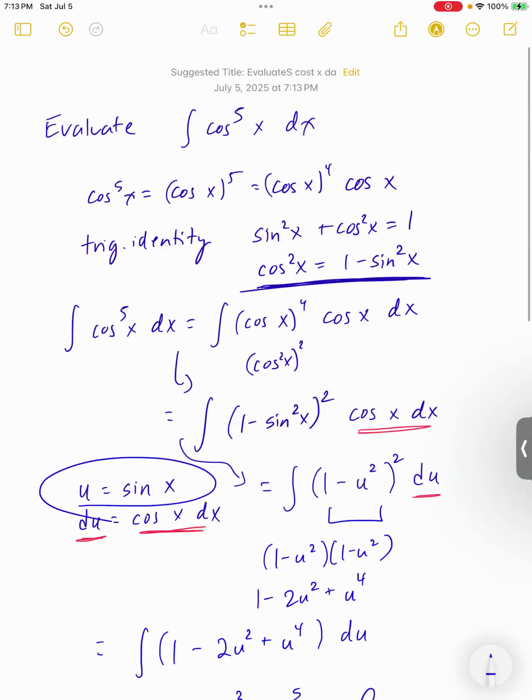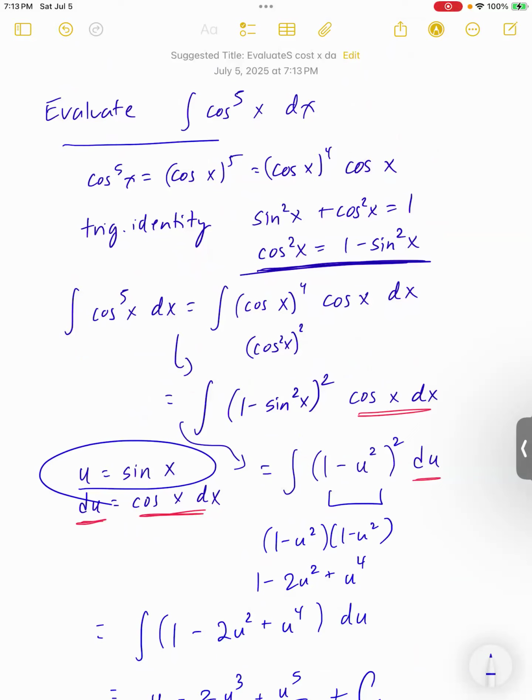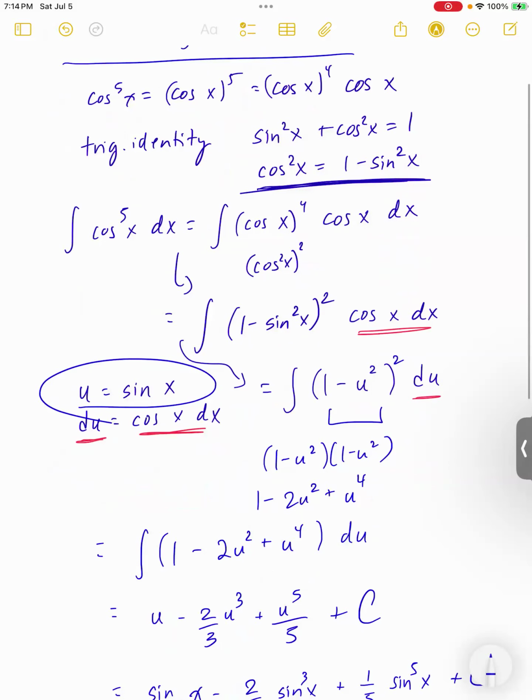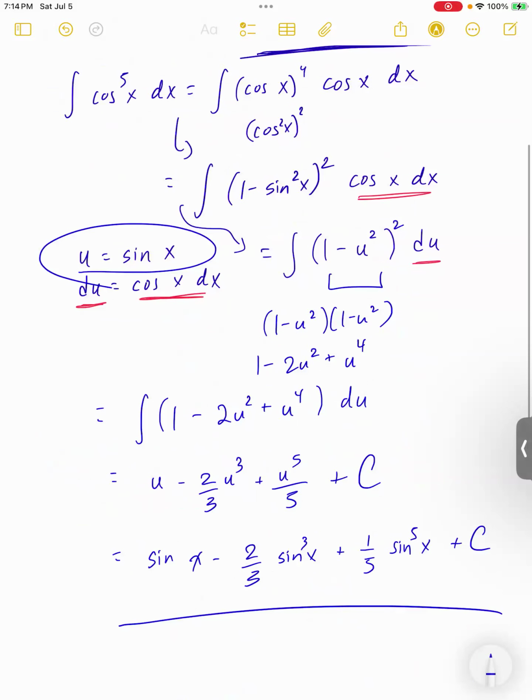Just to recap, we had the integral of cosine x raised to the fifth power dx. We wrote an equivalent expression in terms of powers of cosine x. Then we used a trig identity to re-express cosine squared x as 1 minus sine squared x. And then we used u substitution to evaluate the integral, and we got our final answer below.